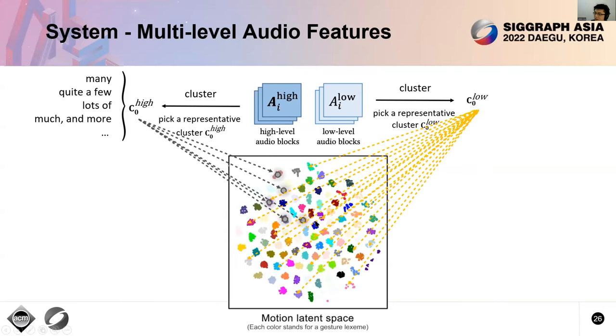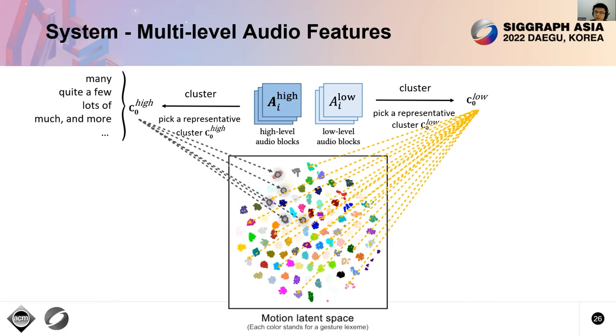So it suggests that after this high-level and low-level audio feature disentanglement, the high-level features define which gesture cluster should be used, and the low-level features presumably define the variations within each cluster. That is basically the idea and the results we have seen in the preliminary results.